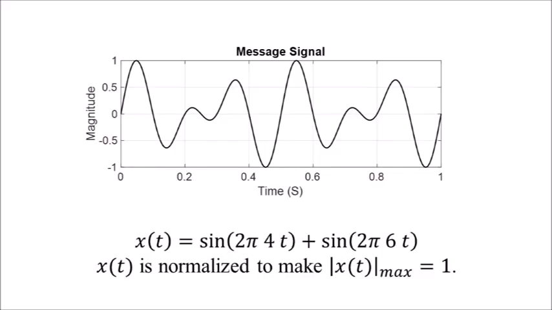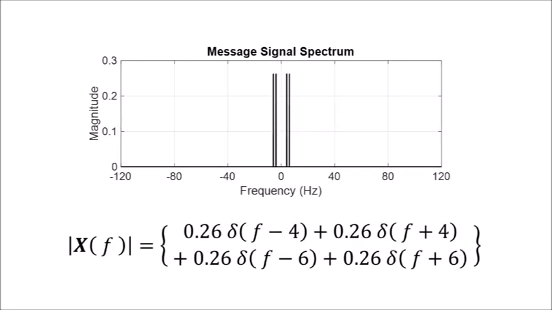When we take the Fourier transform of our example message signal, the sum of these two sinusoids, we find it gives us a pair of delta functions. I took the Fourier transform using the fast Fourier transform function in MATLAB and plotted it out, and I found that it clearly gives a pair of delta functions, one located at plus and minus 4 hertz, and the second pair located at plus and minus 6 hertz.